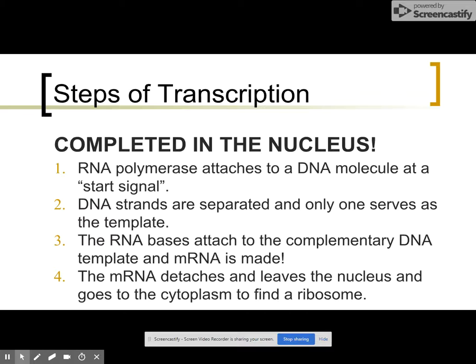And so then the mRNA, when finally it's done being made, it will detach, it'll leave the nucleus, and exit the nucleus into the cytoplasm of the cell and find a ribosome, because that's where proteins are made. And we need to send the information, the instructions to build a protein, which is the messenger RNA, to the factory to build it, which is the ribosomes.